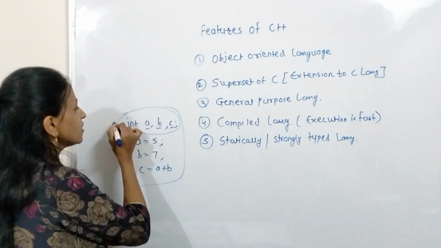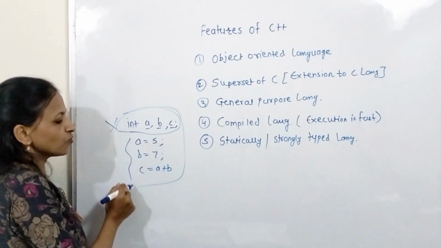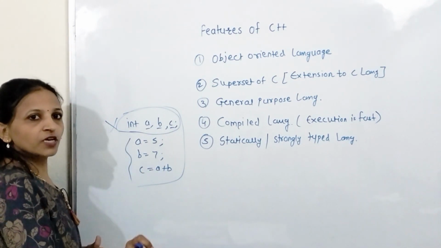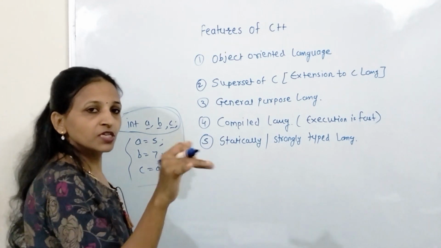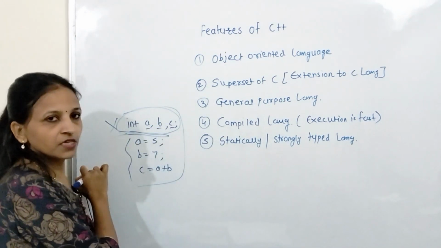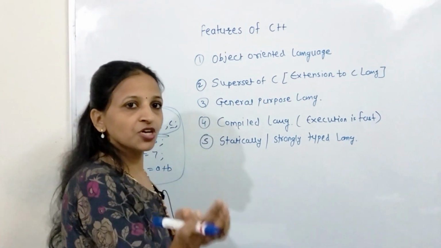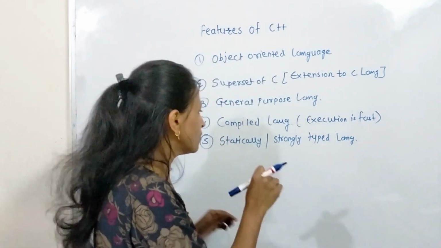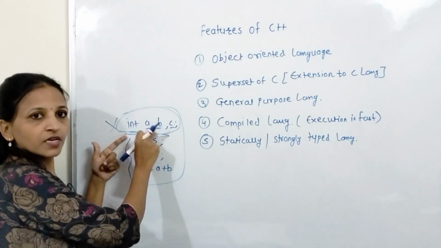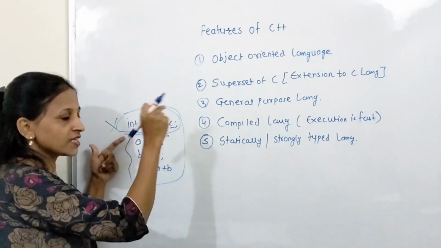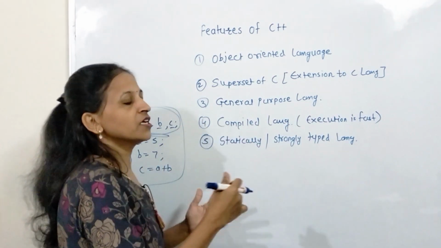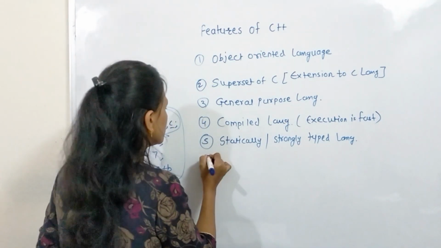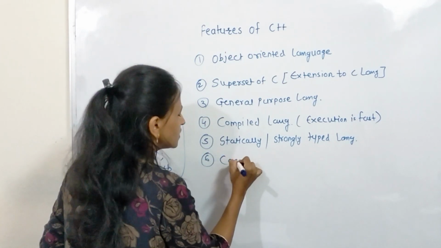In Python we can skip this and write only these three statements. It is okay because the language does this itself. But in C++, in Java, in C, we have to do it ourselves. This declaration is compulsory. That's why C++ is a statically or strongly typed language. The next thing is a case sensitive language.